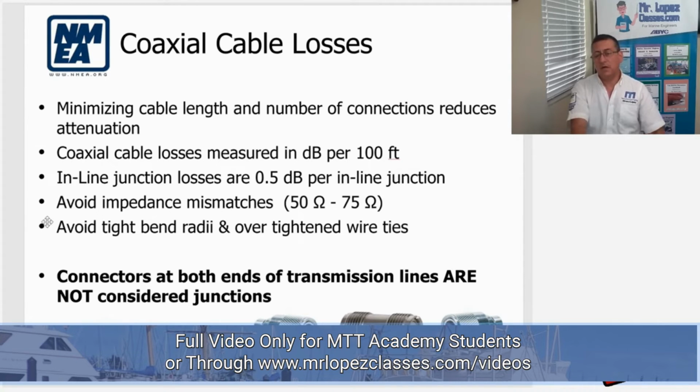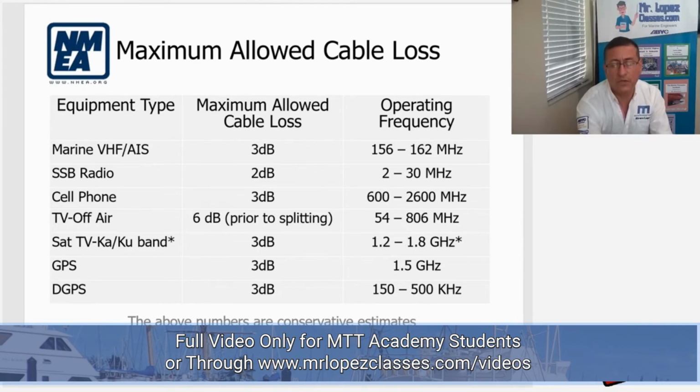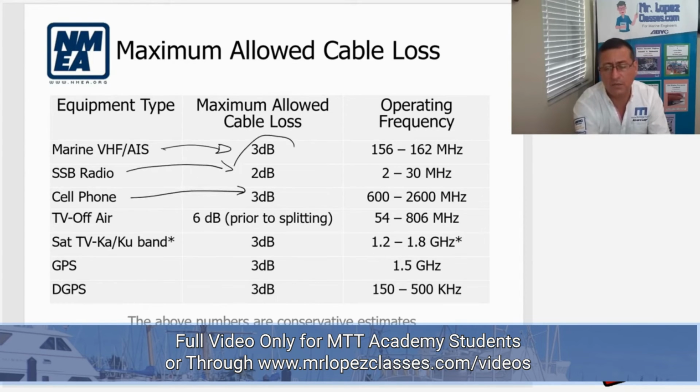The impedance is 50 or 75, and try to avoid excessively tight, small-radius bends on the cables, because you increase the loss. Here, for example, for marine VHF radio, normally it is 3 decibels. For single sideband radios it is 2 decibels. For cell phones, 3 decibels. In general, it is between 2 and 3 decibels, except for TV. TV is 6 decibels, the highest. And those are the frequencies where each of those equipments operate.